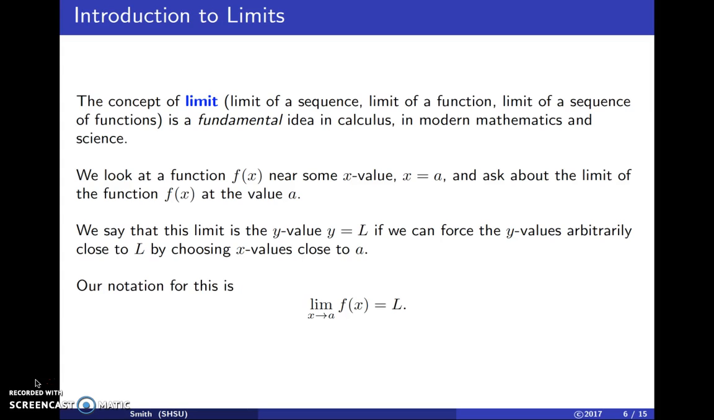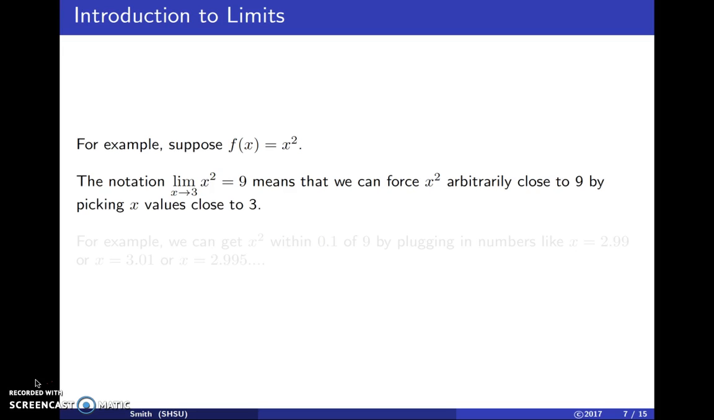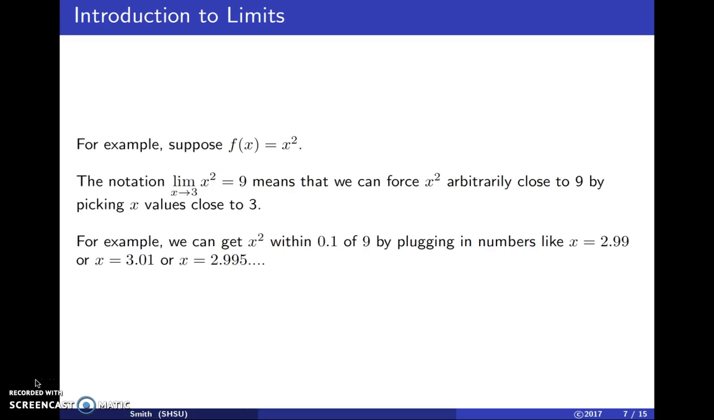And it means that we can force the y values close to capital L by forcing the x values close to a. For example, suppose f of x is x squared. The notation limit of x squared as x approaches 3 equals 9 means that we can force the quantities x squared arbitrarily close to 9 by picking x values close to 3. For example, if we want x squared within 0.1 of 9, say between 8.9 and 9.1, we can do that by plugging in numbers like 2.99 or 3.01 or 2.995. If you take any of those numbers and you square them, you'll get very close to 9, within 0.1.